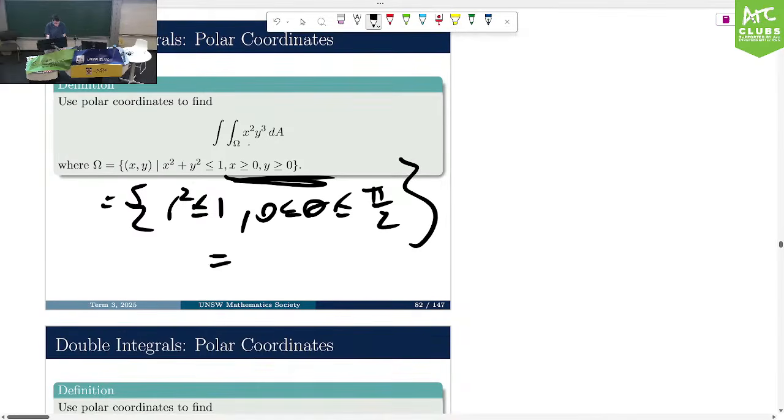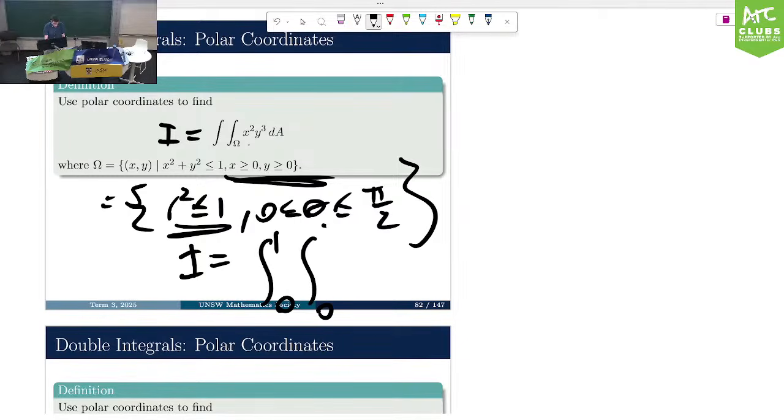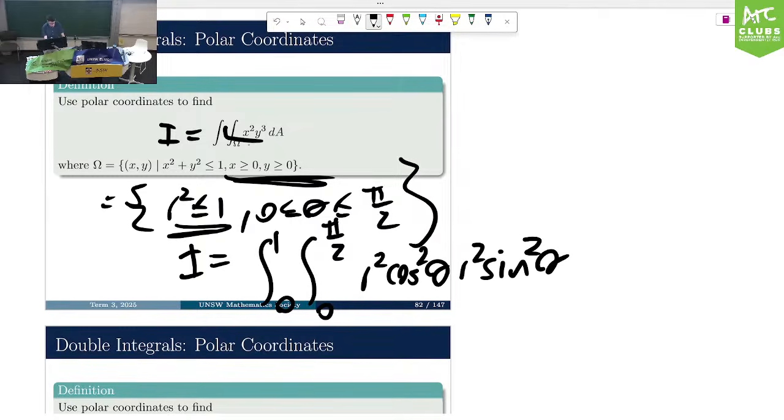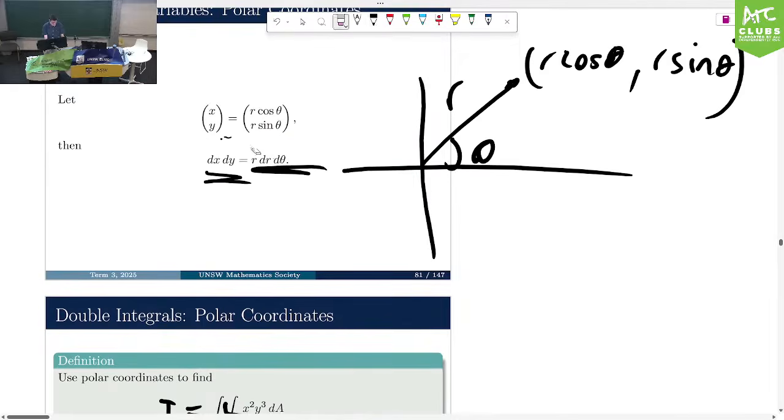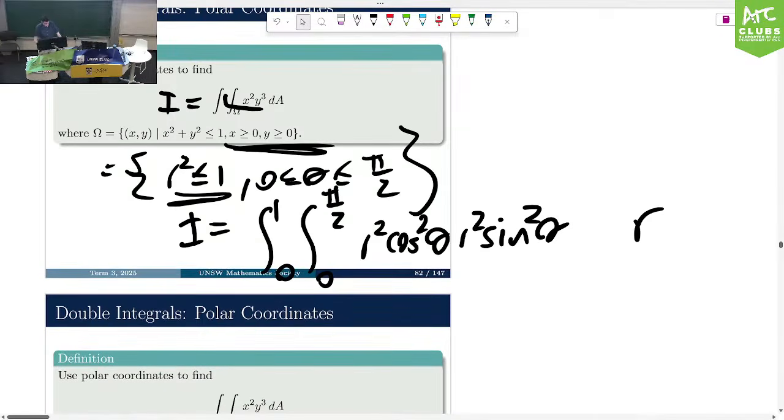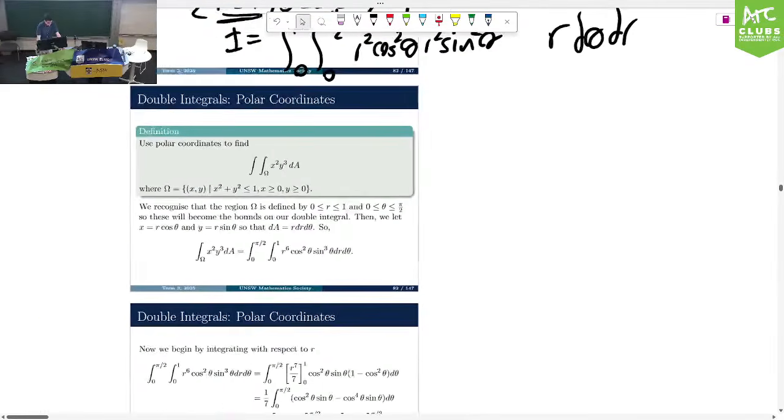In that case, this integral, we call this I, would become an integral where r is between 0 and 1 because r is positive, theta is between 0 and pi over 2, and the integrand becomes r squared cosine squared theta, r squared sine squared theta by substituting our x and y. We then have to multiply by r because we need to make the substitution dx dy equals r dr d theta, and we're going to put d theta first, then dr. Okay, and you should be able to see that's what we do here.